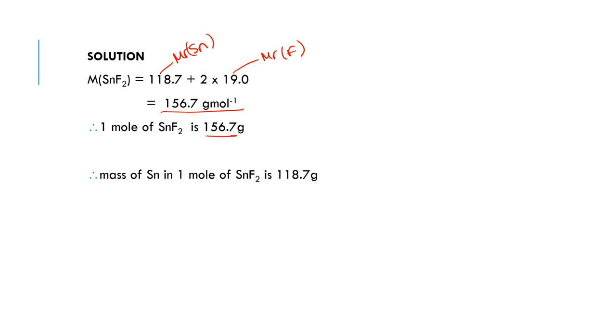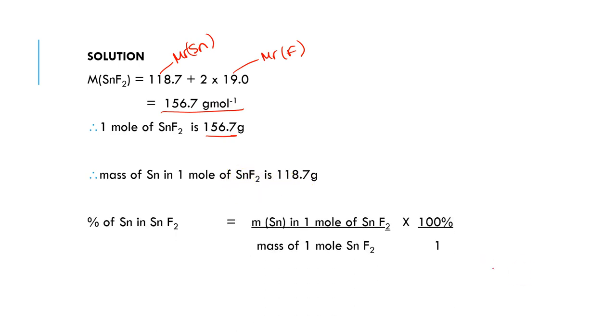Then the mass of tin in 1 mole of stannous fluoride: I've only got 1 tin atom, so if I had 1 mole of it, it's going to be 118.7. When I plug that into my calculation, I should get 118.7 divided by 156.7 multiplied by 100 over 1, which is 75.7%, and that was tin. The percentage of tin.